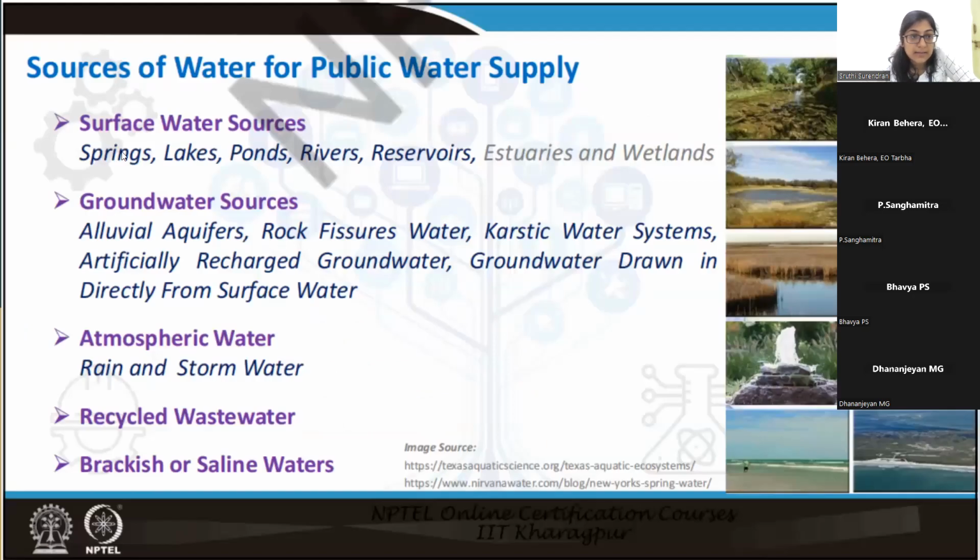So here are some examples of surface water sources: springs, lakes, ponds, rivers, reservoirs. All these are examples of surface water sources. If we go to groundwater sources, aquifers and artificially recharged groundwater are groundwater sources, as the name suggests. Atmospheric water sources are rain and storm water. Recycled wastewater is also a source of water, but it's a very unconventional source. Brackish or saline water is also not a very common source, but it can be used after desalination, which is not very common.